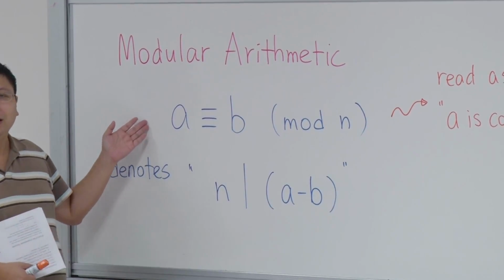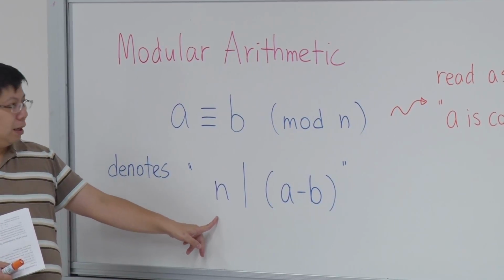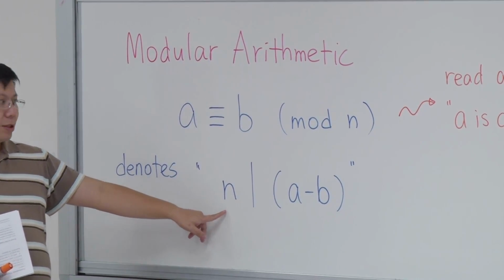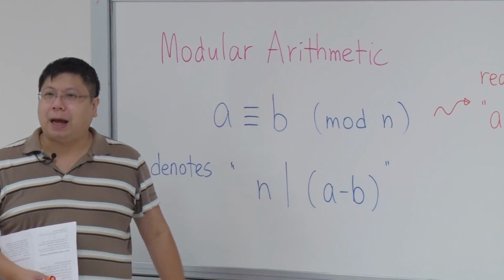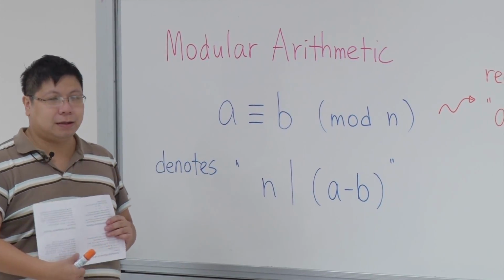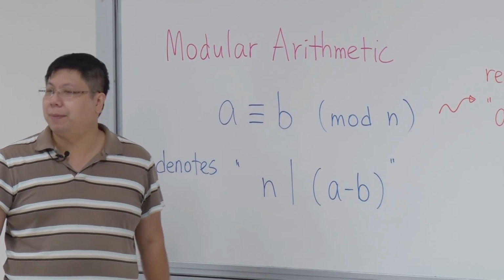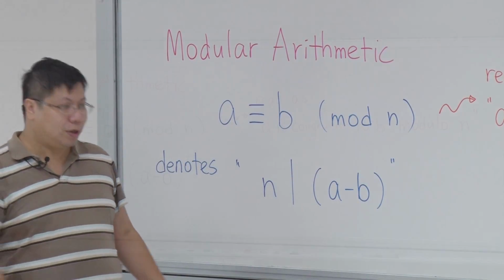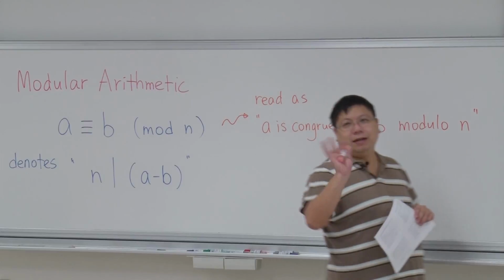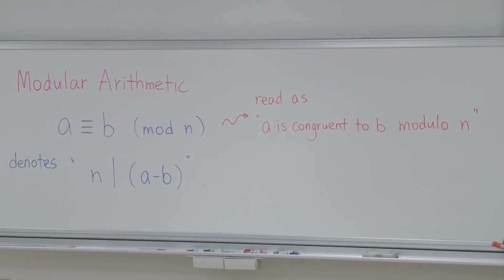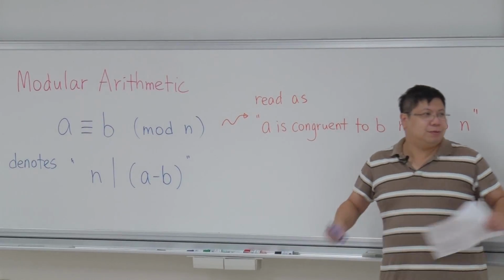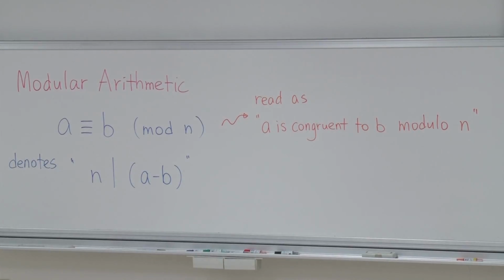So what does it mean? It means that when we divide A minus B by n, you can divide this properly. So n can divide A minus B properly. Is that okay? To try to remember this, perhaps I would give you this fact. This is perhaps the best fact.